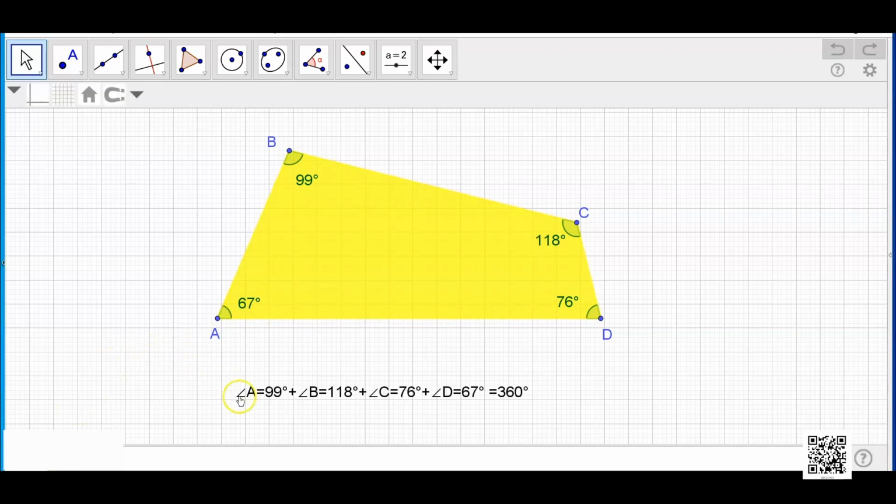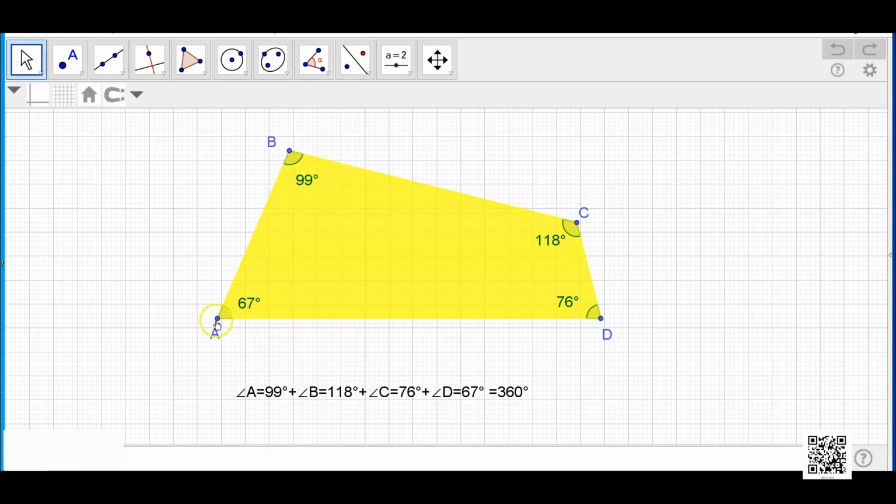So, now when we add angle A plus angle B plus angle C plus angle D, what do we get? We see that 99 plus 118 plus 76 plus 67 has become equal to 360 degrees. Now, is this going to be true for only this quadrilateral ABCD or is it true for any other given quadrilateral? So, this is what we are going to find out now.